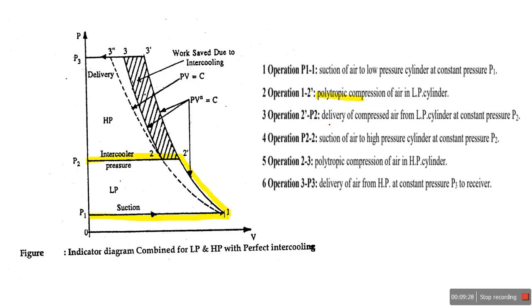So 2 dash to P2 is delivery of compressed air from the low pressure cylinder at constant pressure P2. Whatever pressure is at the low pressure cylinder outlet, at that same pressure the intercooling process goes on, where the temperature is going to reduce. As we reduce the temperature, what happens? The volume must be reduced. It's very important. That is the main role of the intercooler. The volume is also going to reduce, so there is no need for the high pressure side compressor to be large.